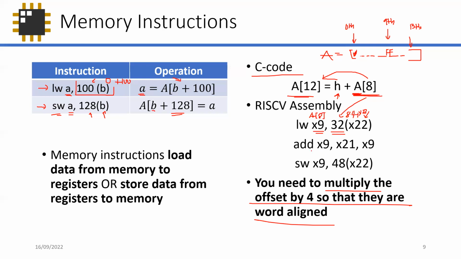Now here, if I'm going to add both, X21 contains H and X9 is A[8], and then I can overwrite. Nothing stops us from overwriting X9 to contain H plus A[8].